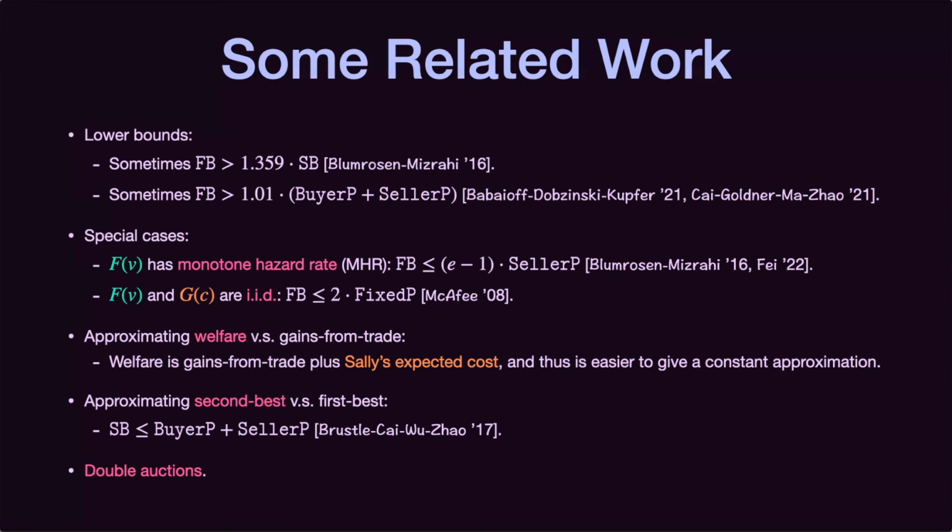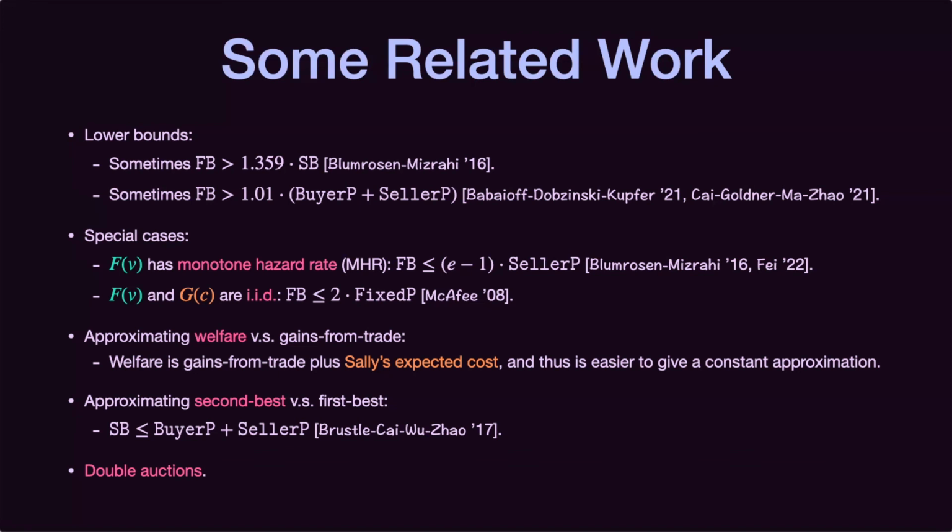There has also been work on approximating the welfare instead of approximating the gains from trade, where the welfare is defined in the following way. If there is a trade, we get a welfare equal to the buyer's value. And if there isn't a trade, we get a welfare equal to the seller's cost. So the expected welfare equals the expected gains from trade plus the seller's expected cost, which is a constant for any instance. Therefore, maximizing welfare is equivalent to maximizing gains from trade, but providing a constant approximation to welfare is easier than providing a constant approximation to gains from trade.